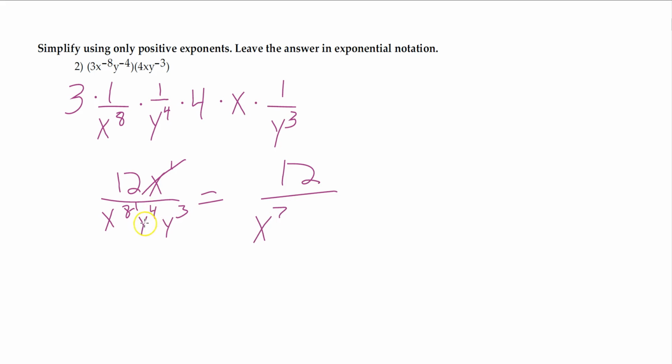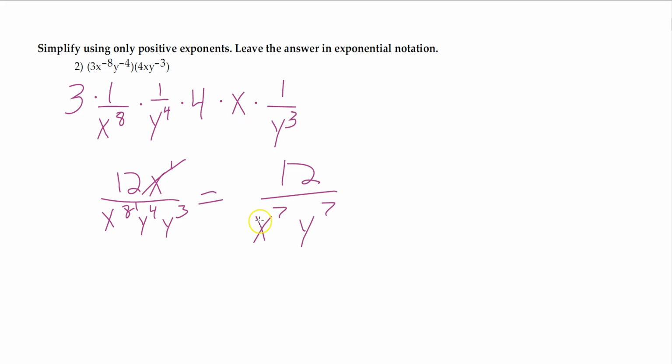Now we have 4 y's and 3 y's right next to each other, and that makes a total multiplication of 7 y's. So that's y to the 7th. And that would be fully simplified. And because we have x to the 7 and y to the 7, we are leaving it in exponential notation.